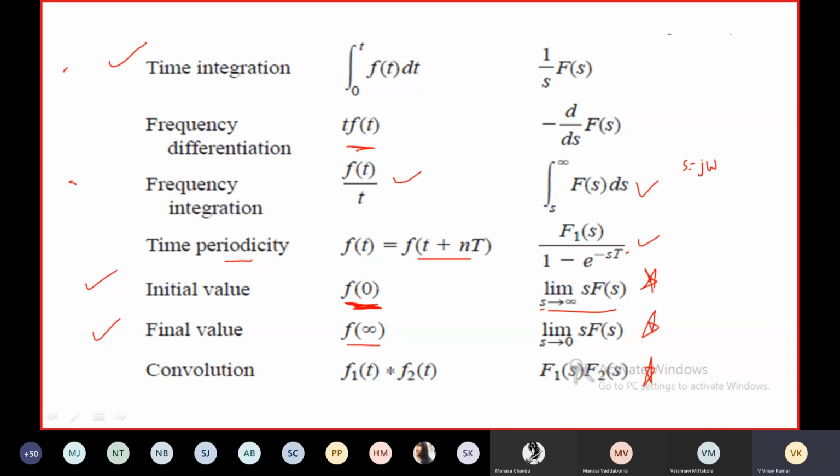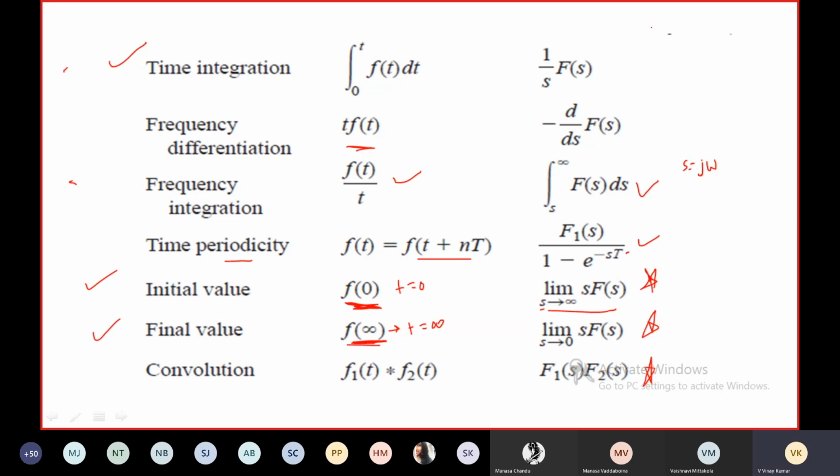So f of 0 means the value at t is equal to 0. Here, it is the value as t tends to infinity, the value as time approaches infinity. Instead of saying t is equal to infinity, we can say t approaches infinity or t tends to infinity. In practice, we can find the value when t approaches infinity, right? So f of infinity means the value of the function when time approaches infinity.